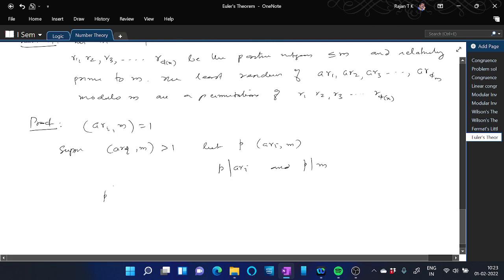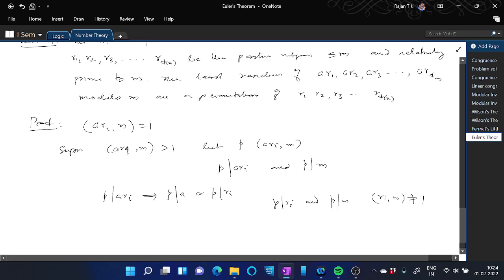Now p divides a ri means p divides a or p divides ri or both. Now p divides ri and p divides m means (ri, m) is not equal to 1, which is a contradiction. Here r1, r2, r3, etc., r phi(m) are relatively prime to m, and therefore (ri, m) should be 1. But since p divides ri and p divides m, ri and m have a common factor p, therefore (ri, m) is not equal to 1. So p divides ri can be discarded. It is not correct.